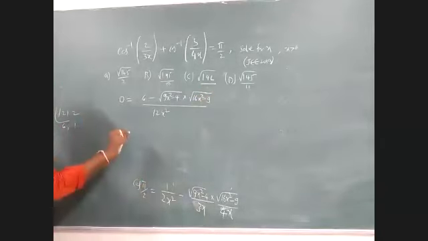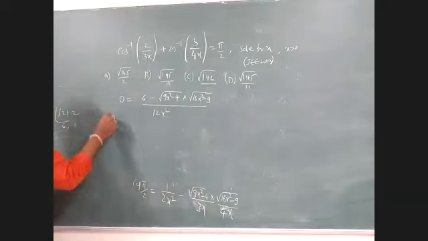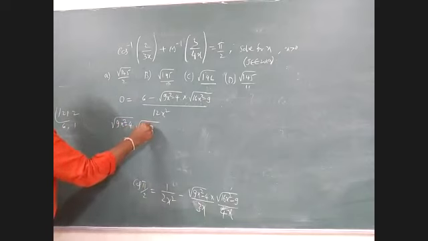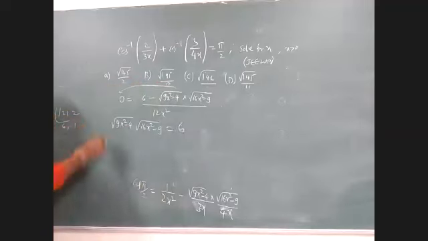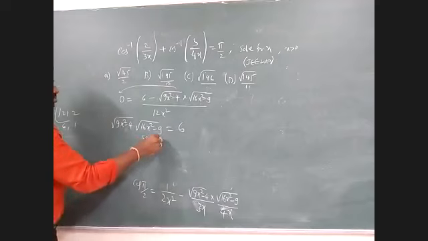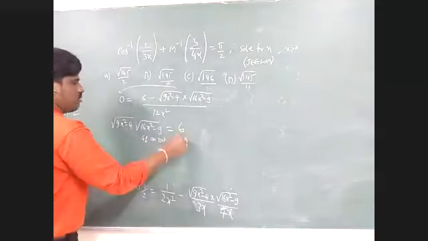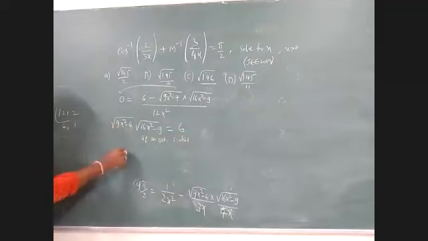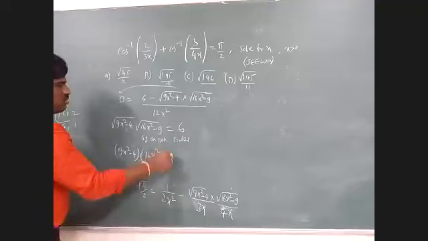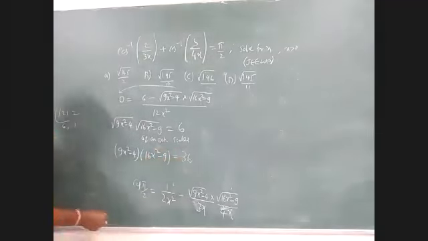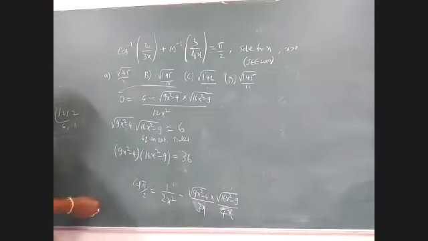This into this will be 0. So I get this value if I send this as square root of 9x square minus 4 into square root of 16x square minus 9 is equal to 6, because I am sending this whole thing this side. Now squaring on both sides. If I do squaring on both sides, I get 9x square minus 4 into 16x square minus 9 is equal to 6 square is equal to 36. So now you multiply this and then find the value of x here.